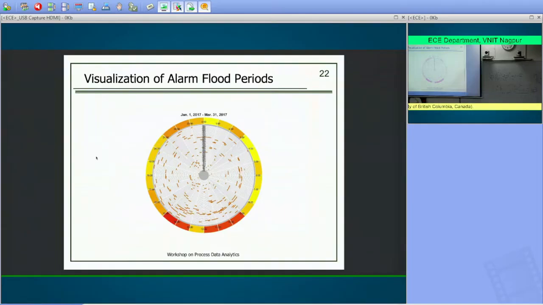So this clock-based depiction of alarms is also very useful, because you can see if there are certain alarms that are appearing at a certain time every day, right? Or if you can see any patterns of that type very easily in a plot like this.